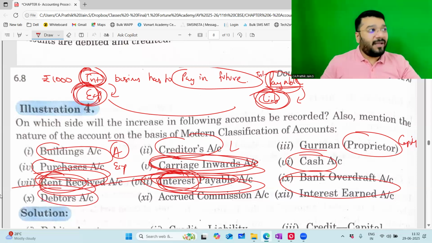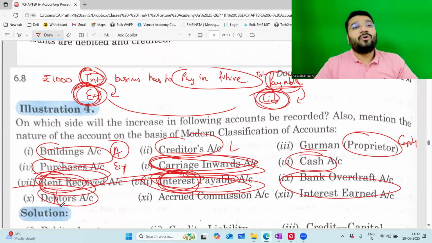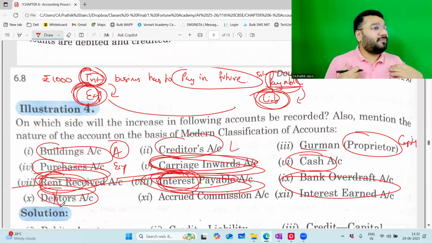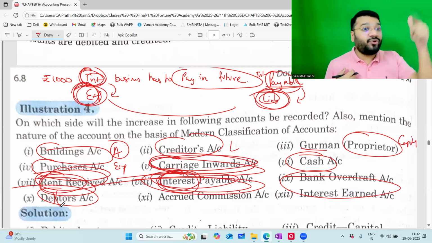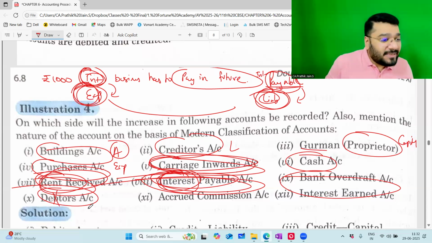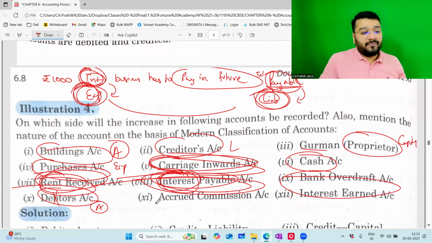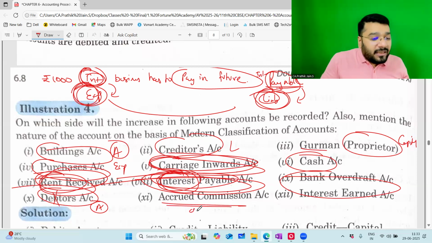Debtor. Say debtor it is. Debtor it is. B is silent. Who's a debtor? A customer, to whom I have sold the goods on credit. So from this fellow, I have to get the money in future. Anything that I will get in future is an asset. So debtor is an asset.